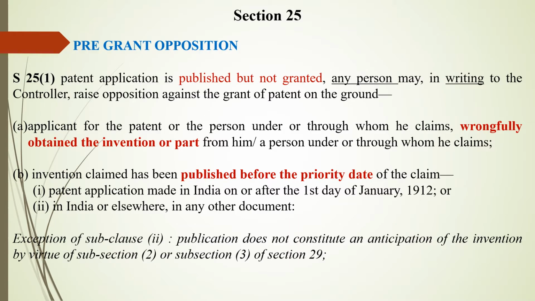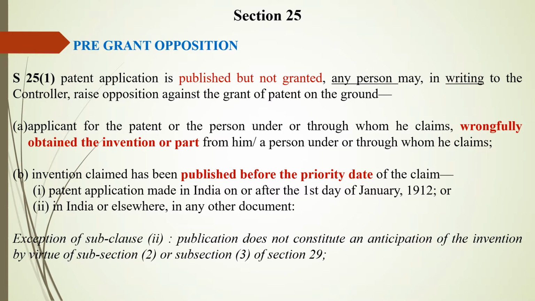Section 25 says about pre-grant opposition as well as post-grant opposition. First, we will discuss about pre-grant opposition. Section 25, subsection 1. When a patent application is published but not granted, any person in writing to the controller may raise opposition against grant of the patent.